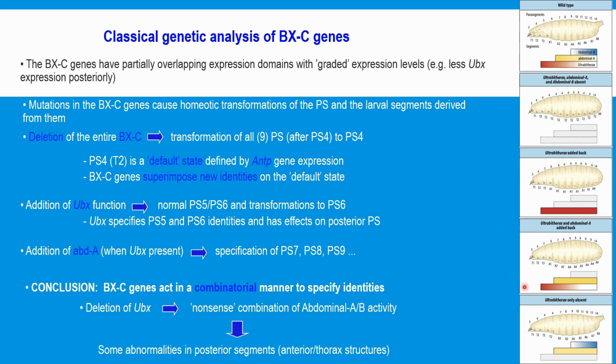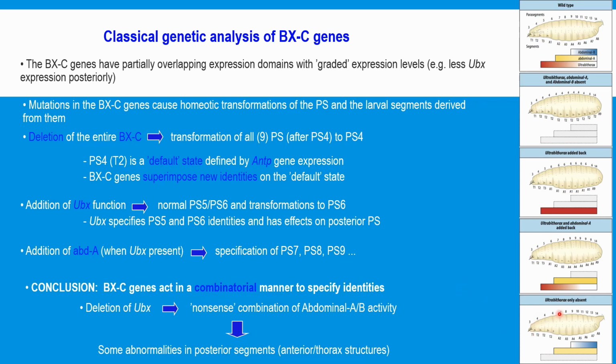And similarly, when they added back both ultrabithorax and abdominal A, they could rescue the formation of the 7th, 8th, and 9th parasegments. So this expression of abdominal A would override or suppress ultrabithorax expression, basically. And ultrabithorax expression would suppress the Antennapedia expression further anteriorly. So the conclusion was that the bithorax complex genes act in a combinatorial manner to specify identities.